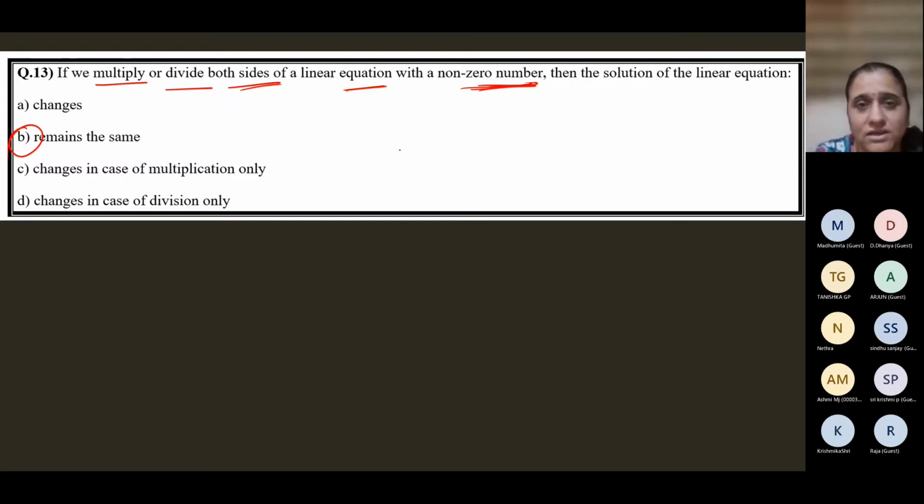And when you make the graph of that equation, you will get the same line on the graph paper as you got for the original equation. So the solutions also will be the same. So it remains the same.